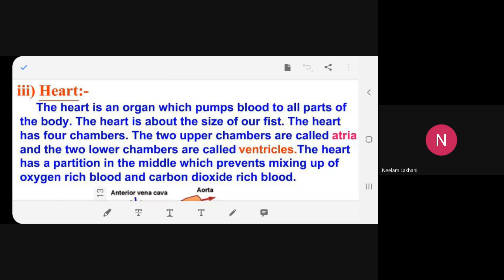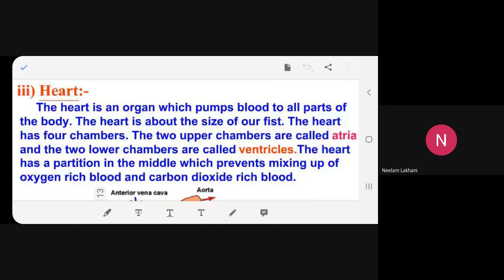Four chambers. The two upper chambers are called atria, and the two lower chambers are called ventricles. The heart has a partition in the middle which prevents mixing up of oxygen-rich blood and carbon dioxide-rich blood. Okay. Did you understand that?